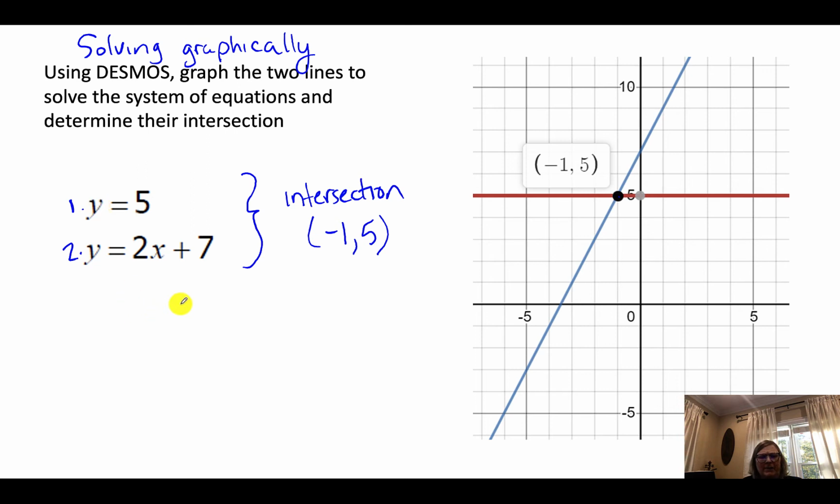It's always good to check that. For the first one, no matter what x you put in, y is going to be 5, so that's clearly correct. For the second one, let's put in -1 for x and make sure we get 5. -1 times 2 plus 7. If I toss you -1 as your input, you multiply by 2 and add 7. So you get -2 plus 7, or 5. So that checks. It's an algebraic check of the graphical solution.